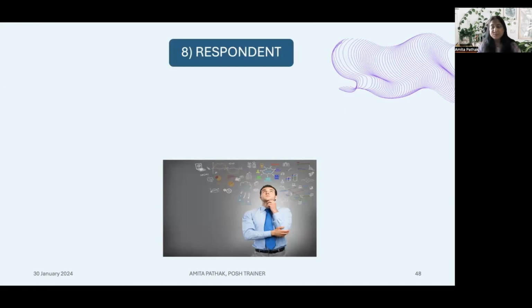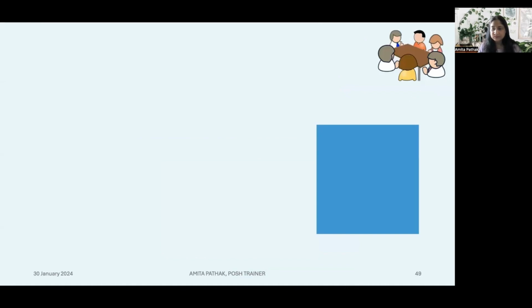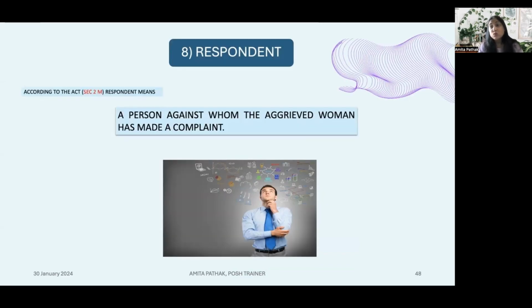Next comes the respondent. Who is the respondent? Section 2M of the Act defines the respondent as a person against whom the aggrieved woman has made a complaint. So the person who is the harasser and comes into the picture is the respondent. Respondent means the person against whom the aggrieved woman has made or filed a complaint.